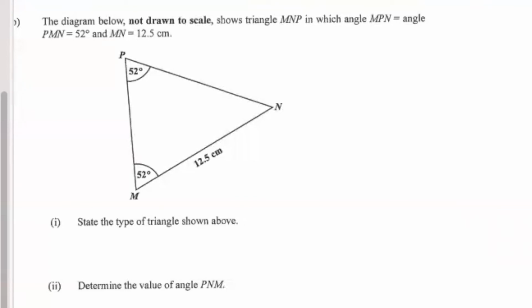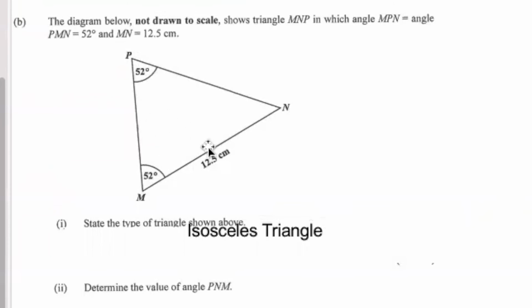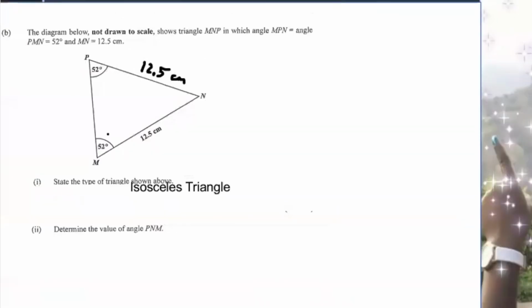An isosceles triangle has two angles that are the same, and it means that the two sides are also the same. So this is considered to be an isosceles. An isosceles triangle has two angles being the same and also two sides. So if this is 12.5, then it also means that the next side, which is PN, is also 12.5 centimeters.